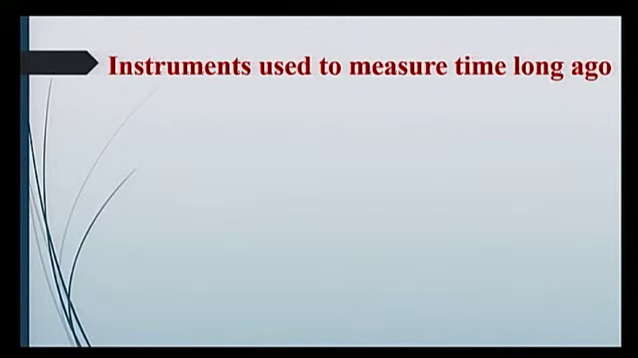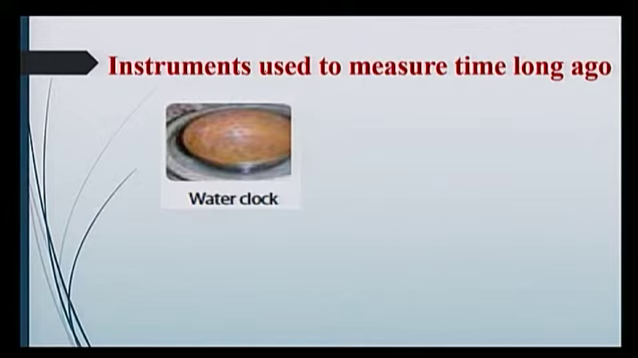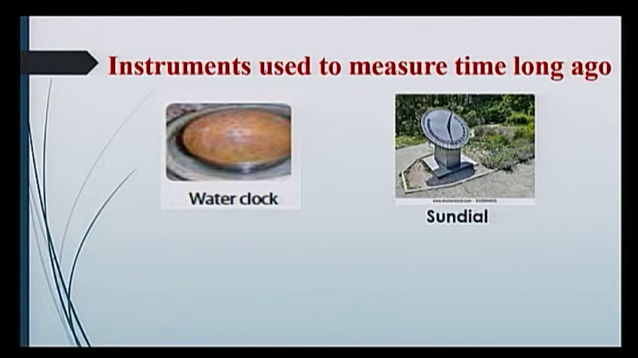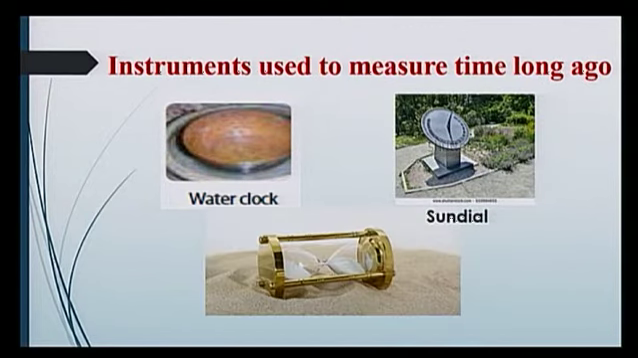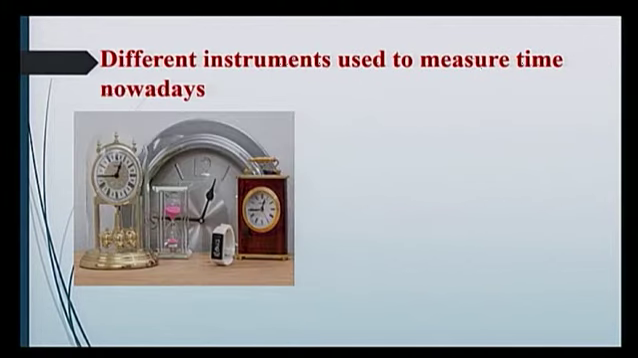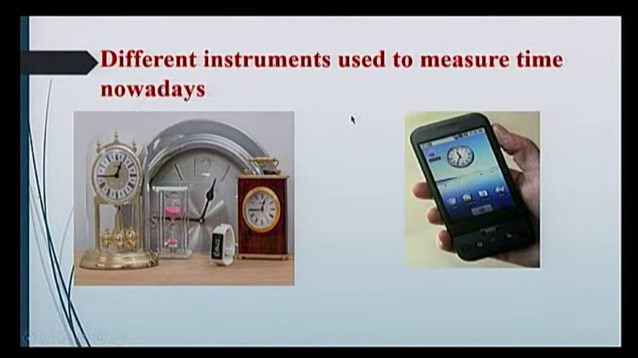Let us look at some instruments which were used to measure time long ago. Previously we were using the water clock, the sundial, or even the sun clock to measure time. And nowadays we use these different types of instruments to measure time, and of course our mobile phone.